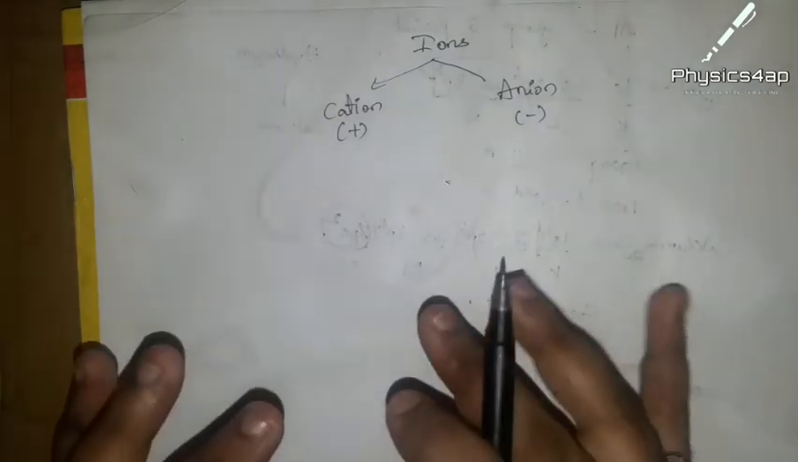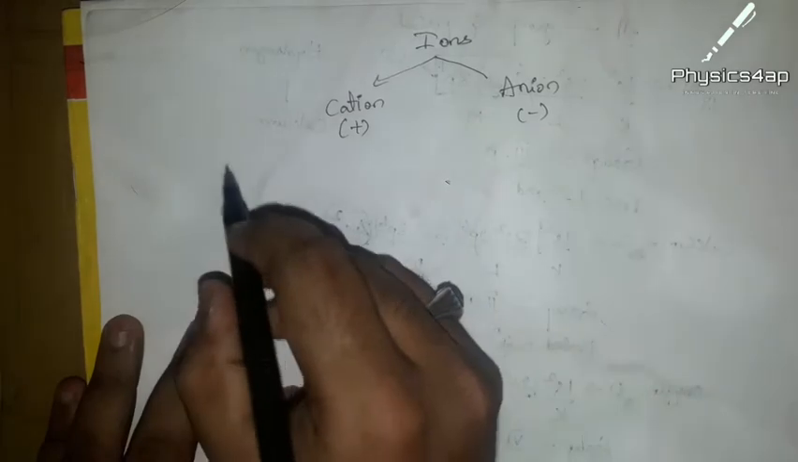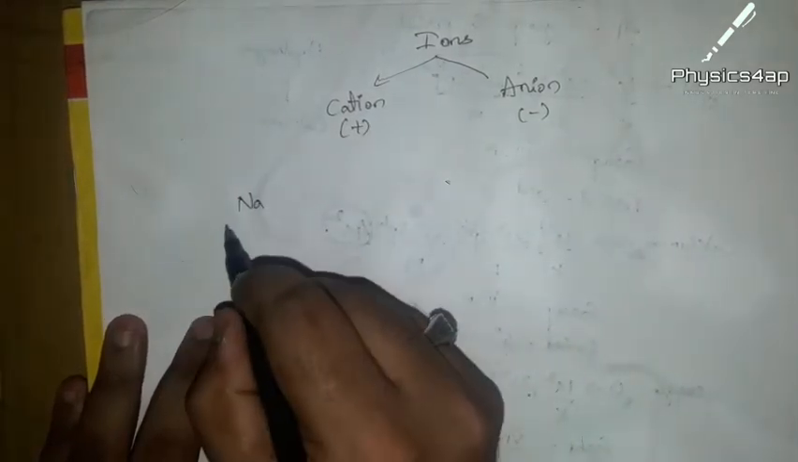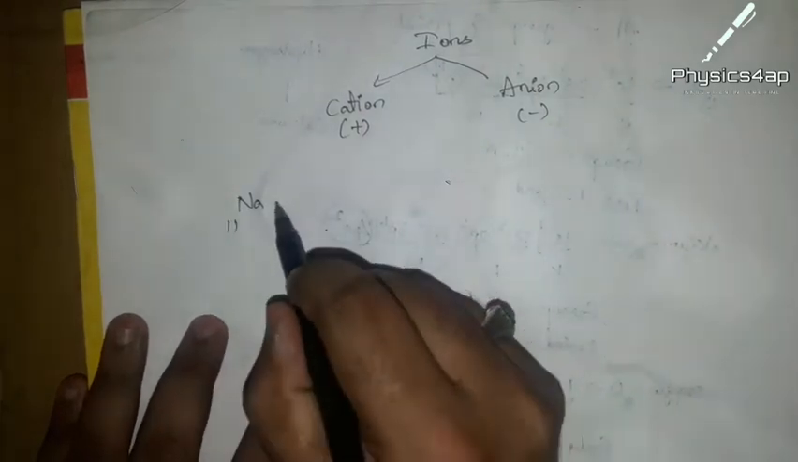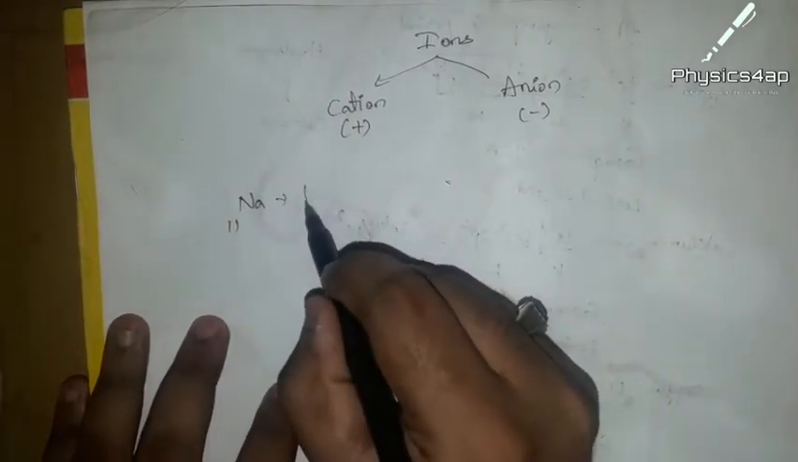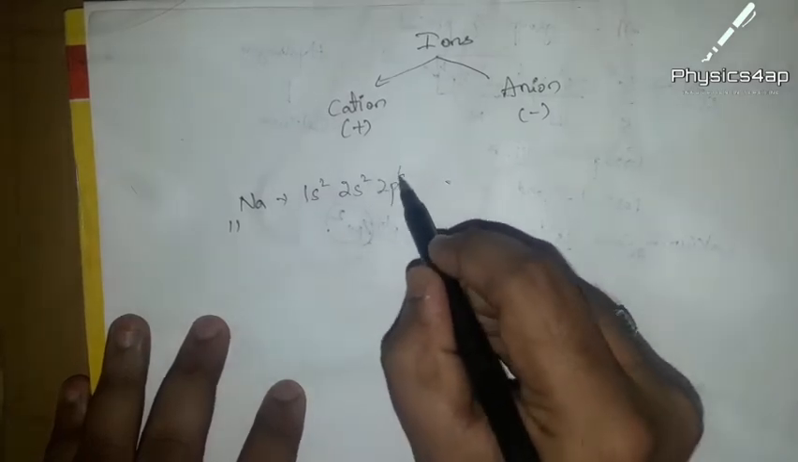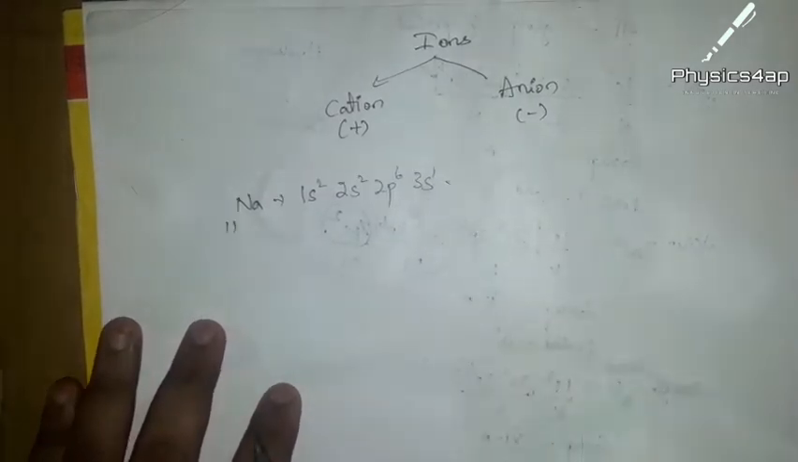So how can we get a cation, how can we get an anion? Let us see. For example, I am taking an element like sodium. Sodium atomic number is 11. So when we write the electronic configuration, we write 1s2, 2s2, 2p6, 3s1. So this is the electronic configuration for sodium.